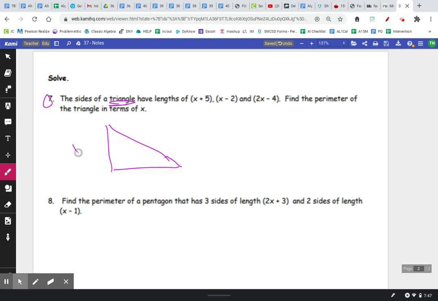I'm going to say this one is x plus 5. I've used that. This one is x minus 2. Whoops, x minus 2. Let's redo that. X minus 2. And this one, since it looks long, we'll call 2x minus 4. We've used that. It says find the perimeter.